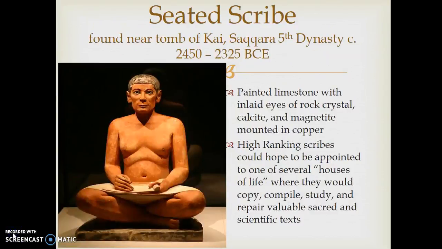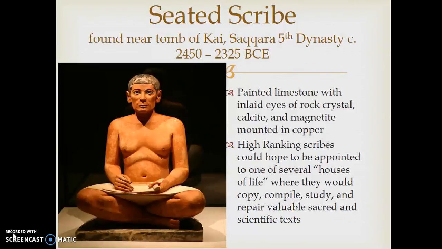Okay, and the last image we're going to look at is the seated scribe. Before I run out of time, then I'm going to have to start another lecture. This was found near the tomb of Kai in Saqqara, and we're looking at the 5th dynasty, so 2450 to 2325 BCE. So we're still in the Old Kingdom.